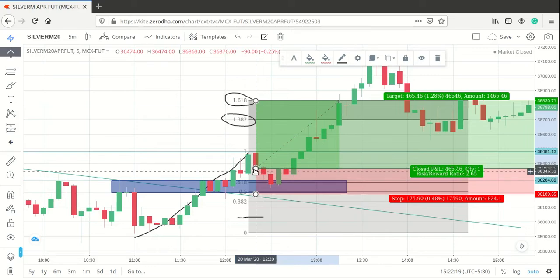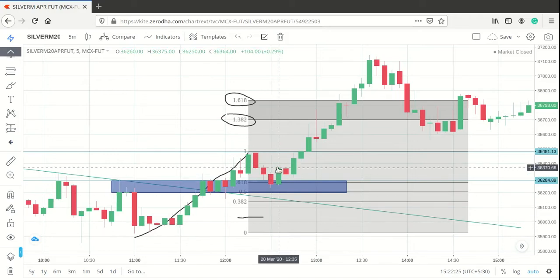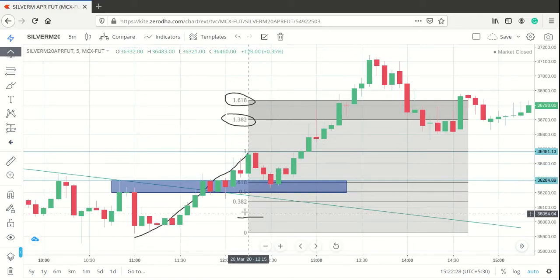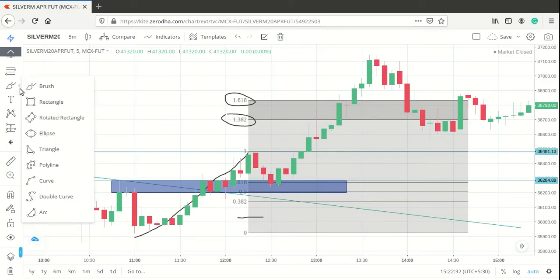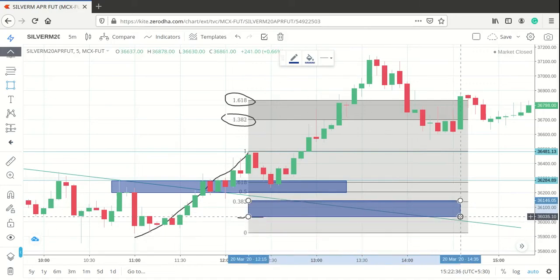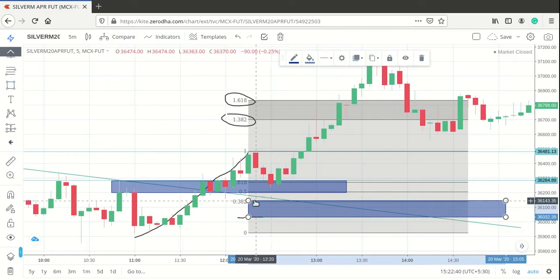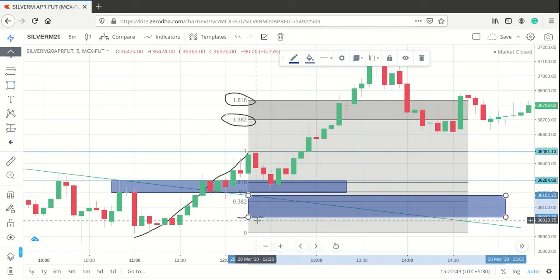So let's say you took an entry over here, right? Your first SL would be somewhere around here, somewhere in this zone we'll be considering for placing the SL. Anywhere between this you can keep the stop loss, and that would have been good.